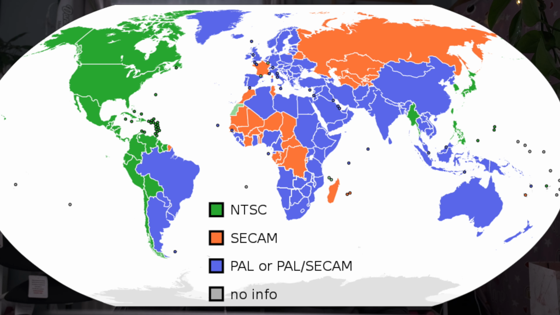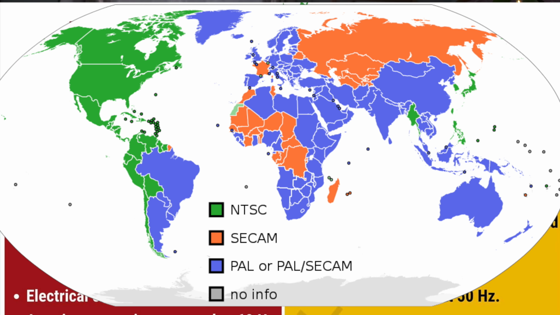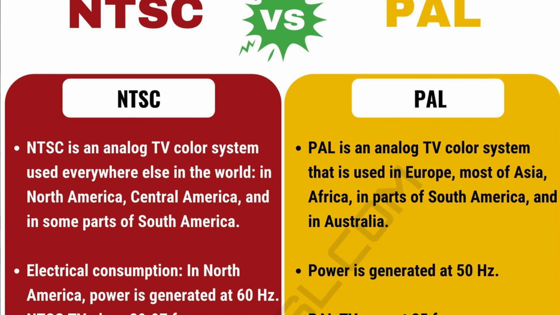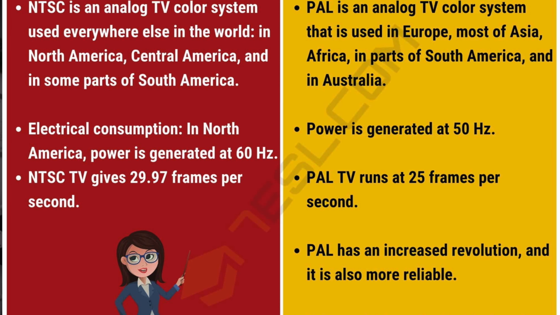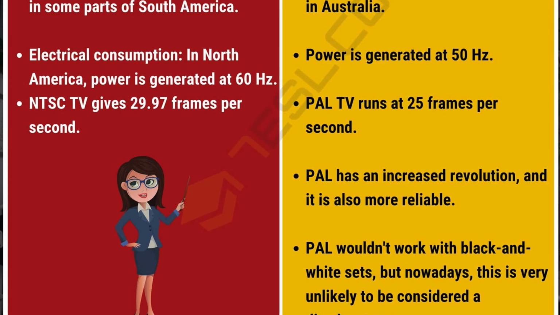NTSC delivers a 30 frames per second frame rate and it's standard in the US and Japan. And the rest of the world, including Europe and Australia, have PAL, which uses 25 frames per second. These two systems also have different picture and color quality, but we're only concentrating on frame rates here.